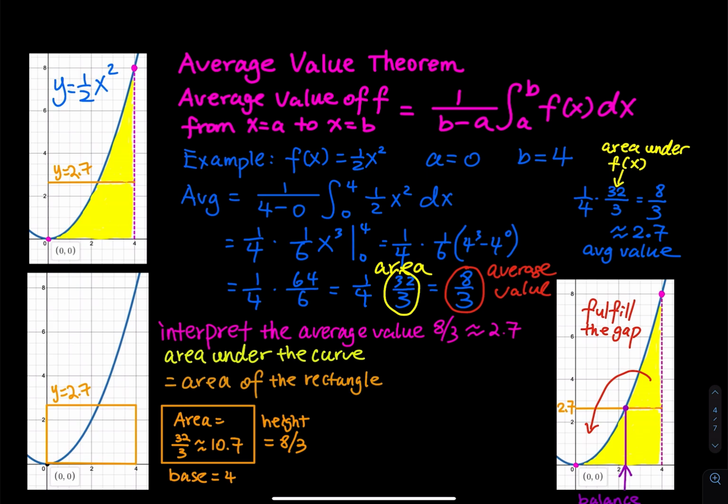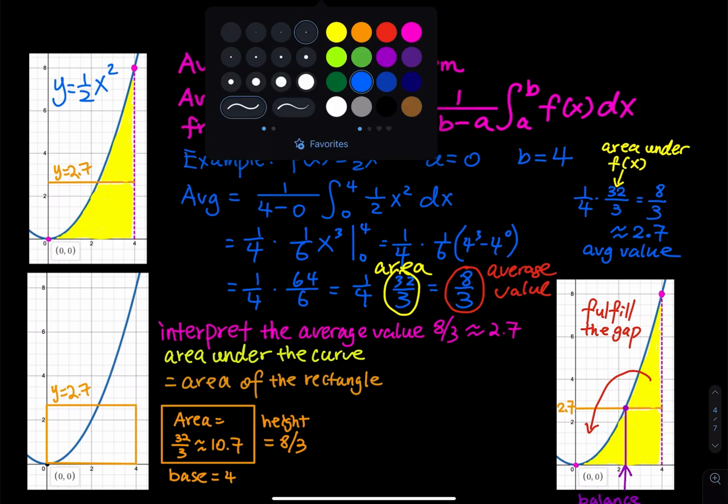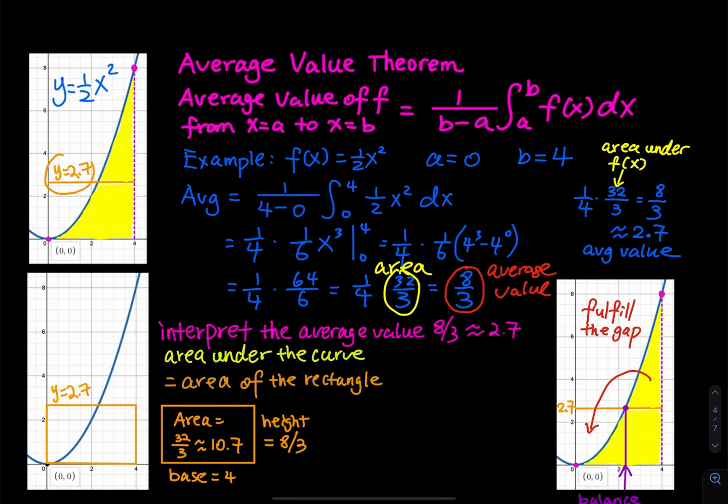And you also see that there is y equals 2.7, which is the average value. So this one I am going to do this, and then this is the average value. So what does that mean? You have 2.7, and I say that that is y equals 2.7. So why is that y equals, not x equals? So that is y equals 2.7. So pay attention to this.